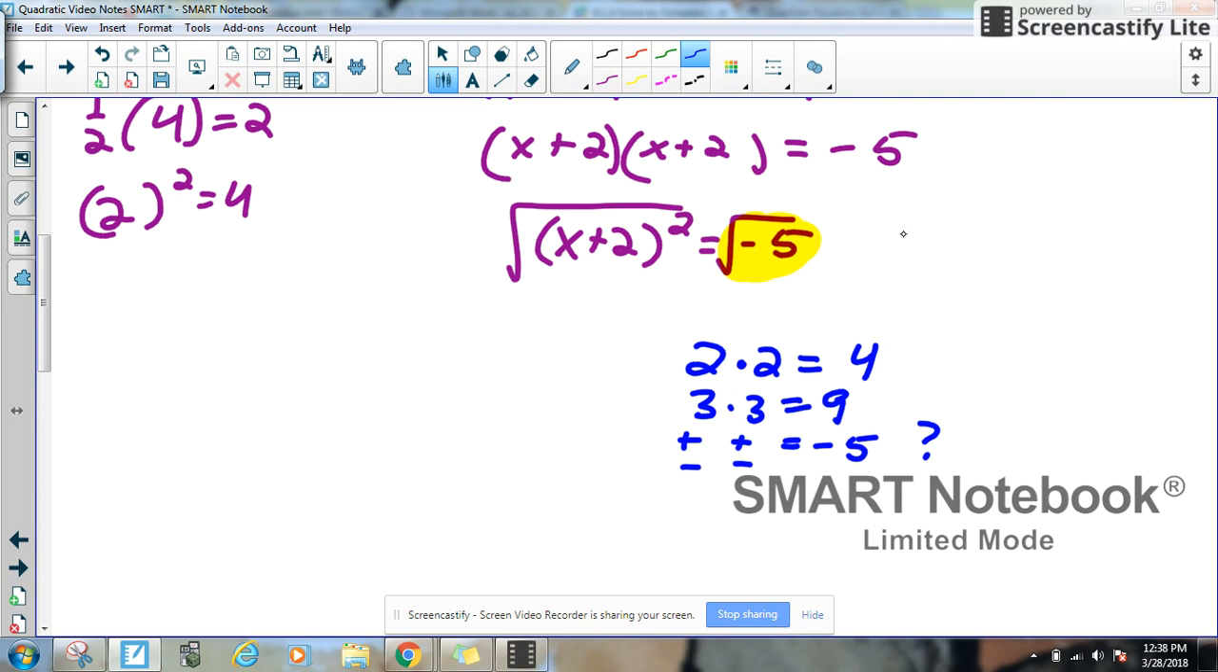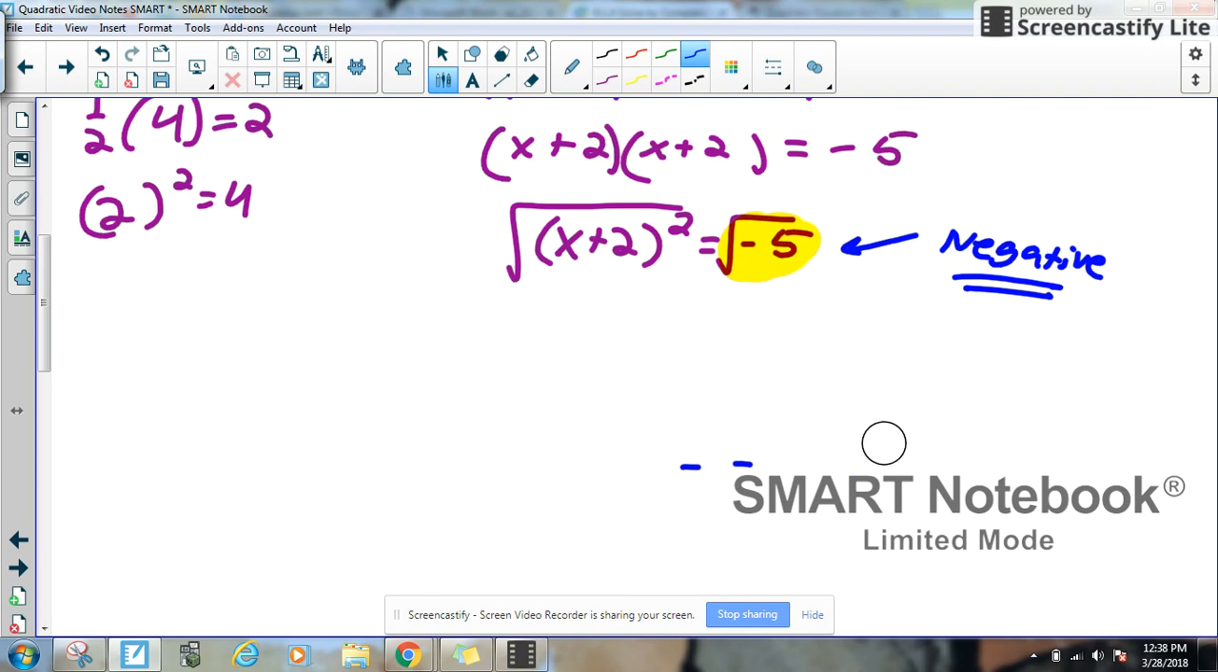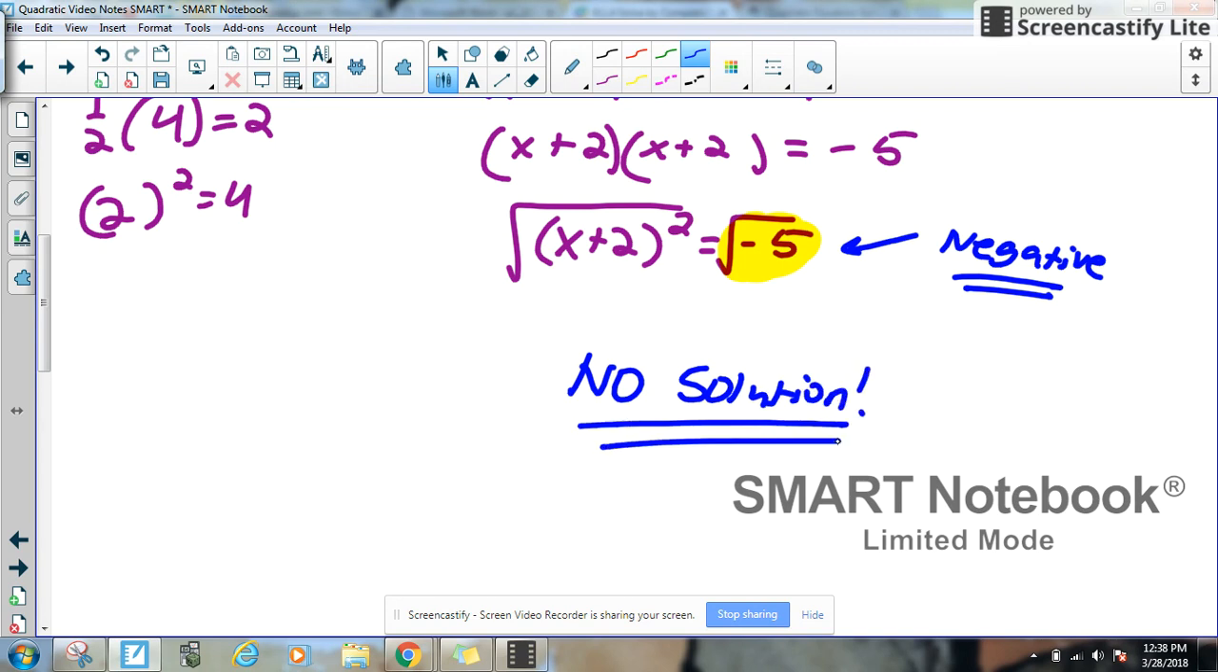So whenever you have a negative number, it doesn't matter what the number is, but if it's negative and it's underneath the square root, the radical symbol, this particular problem has no solution. You don't need to do anything further. You may stop right there. Negative under a radical means the problem has no solution.